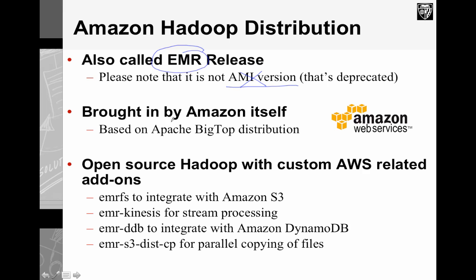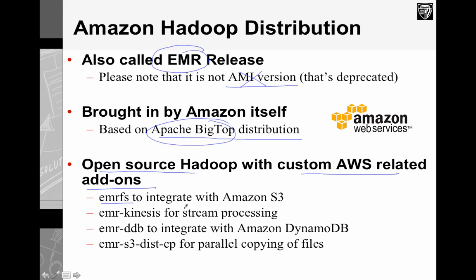This Amazon Hadoop distribution is actually packaged by Apache BigTop. Apache BigTop is an open source project which tries to bring all the different Hadoop ecosystem projects together and make a distribution. And the Amazon distribution is based upon the BigTop distribution. Of course, it is an open source distribution with custom AWS related add-ons. So what Amazon has done is that they have taken the Apache BigTop distribution and then they have added a bunch of other things.